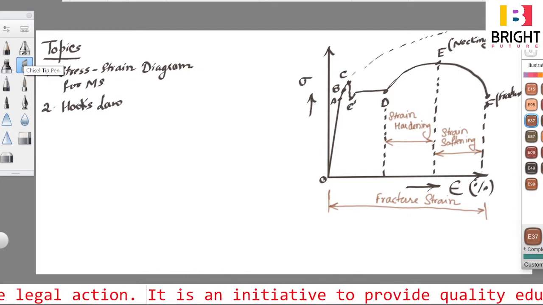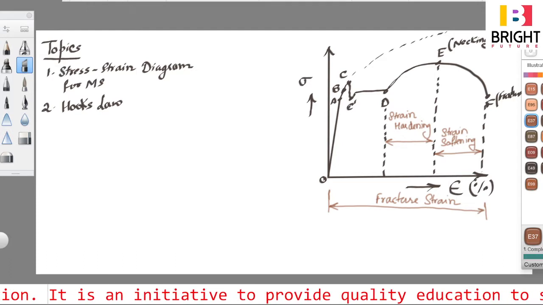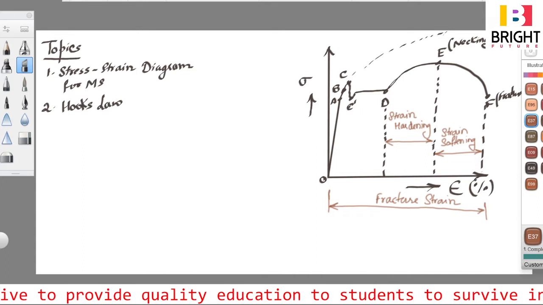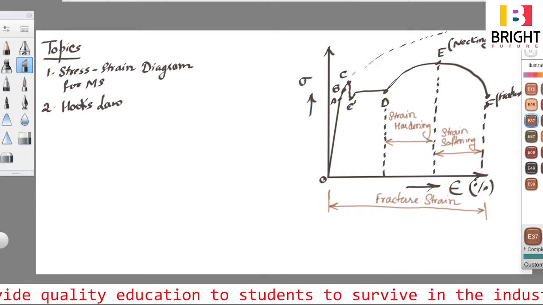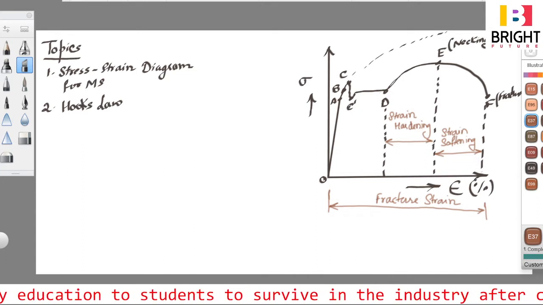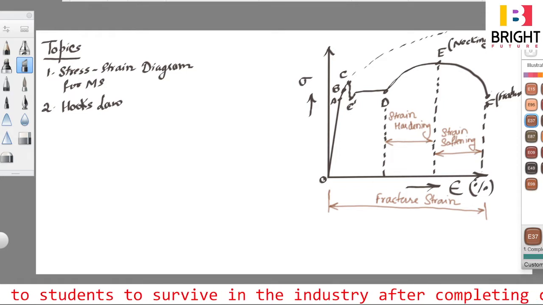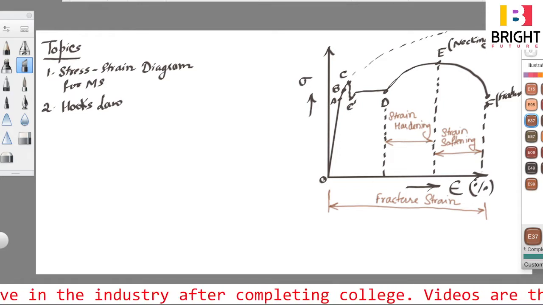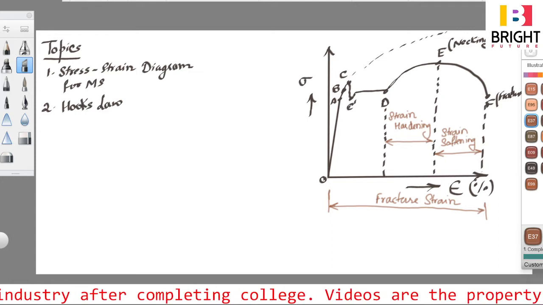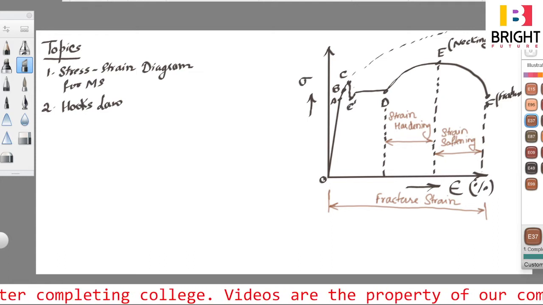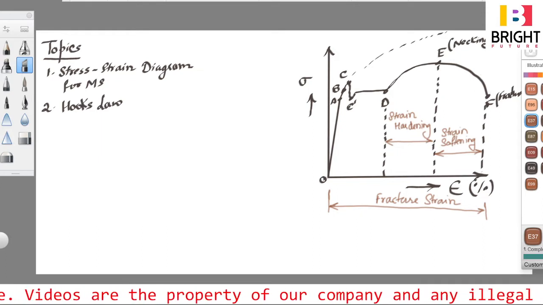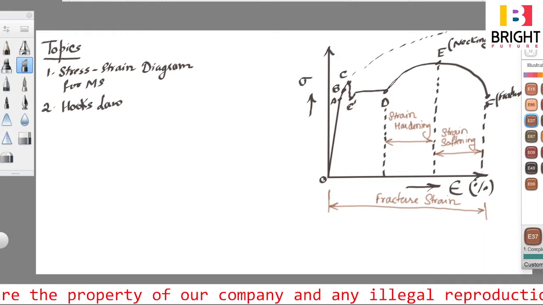Now there are two diagrams. One is this solid one, as you can see this black mark, and another one is this dotted one. This dotted one represents true stress, which we learned in our previous lecture, what is true stress and what is engineering stress. Sorry, the solid line represents engineering stress, and this dotted line represents true stress.